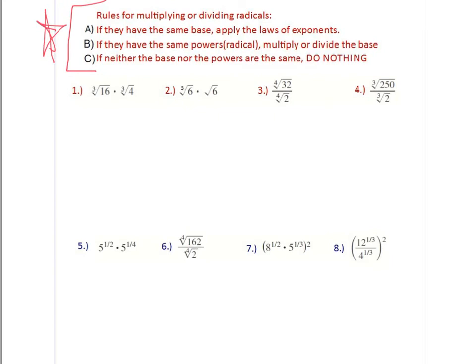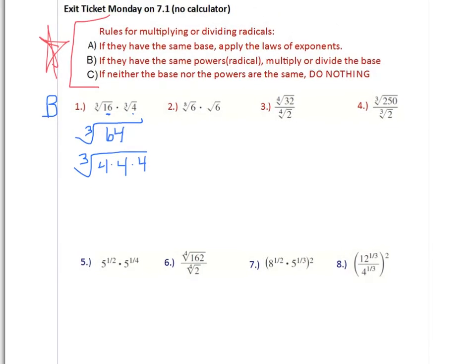Okay, so for problem number 1 here, it is the same radicals or the same power. So this is a B situation. We can multiply or divide the bases. And 16 times 4, 64. But now we have to simplify that. So what times itself 3 times is 64? Well, actually, what I could have done is taken this 16 and said that's 4 times 4. And we have this cube root. So that makes our answer 4.